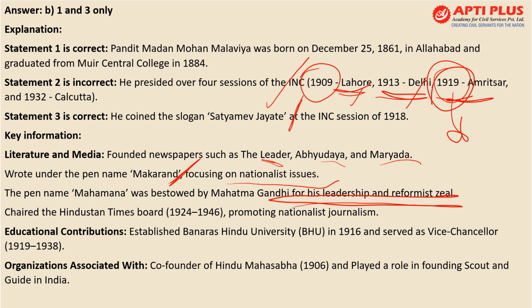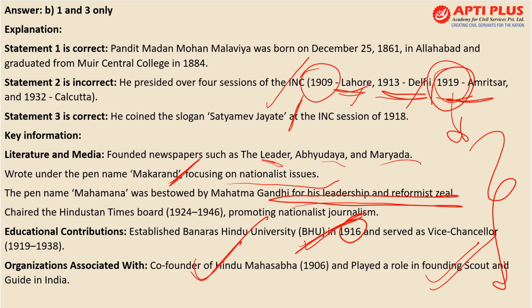तो महात्मा गांधी ने इन्हें नाम दिया था महामना, and he also chaired the Hindustan Times board, the president of the board, to promote journalism. Apart from this, he established BHU in 1916 as well as served as its vice chancellor, and he also co-founded the Hindu Mahasabha and the Scout and Guide system in India. तो हमें ये कुछ फैक्ट्स you should know about Pandit Madan Mohan Malviya.